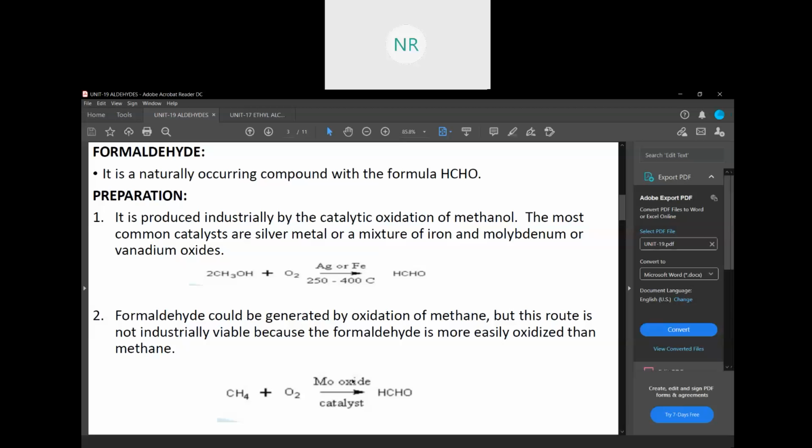Okay, but this route is not industrially viable because formaldehyde is more easily oxidized than methane. So this method is not used for industrial, that is large scale, preparation of formaldehyde. Okay, so methane when oxidized, that is CH4 plus O2, gives HCHO, that is formaldehyde.